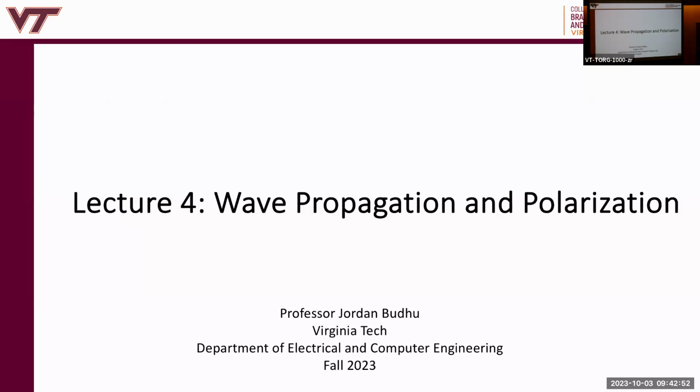Let's start lecture 4. So now we're going to talk about wave propagation and polarization. We've solved the wave equation in these different coordinate systems. We've identified the functions that we can use to express our electromagnetic fields in terms of, now we want to analyze them. First thing we're going to do is analyze their properties in unbounded homogeneous space.